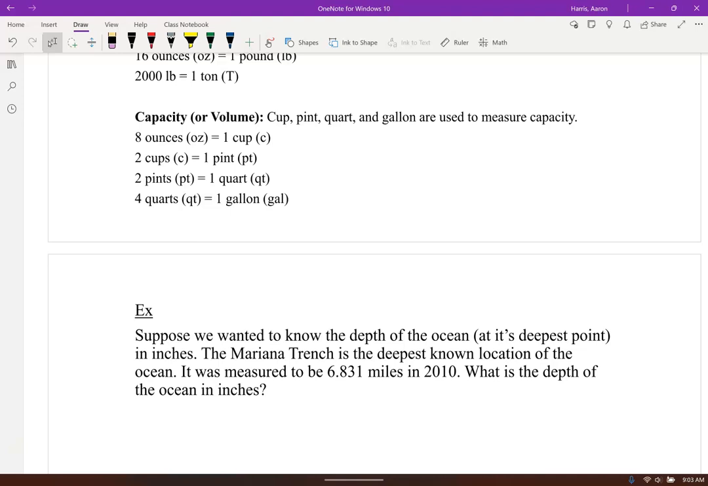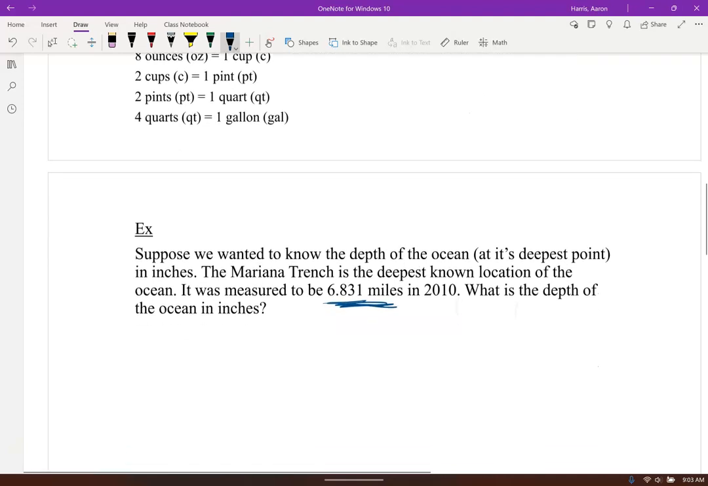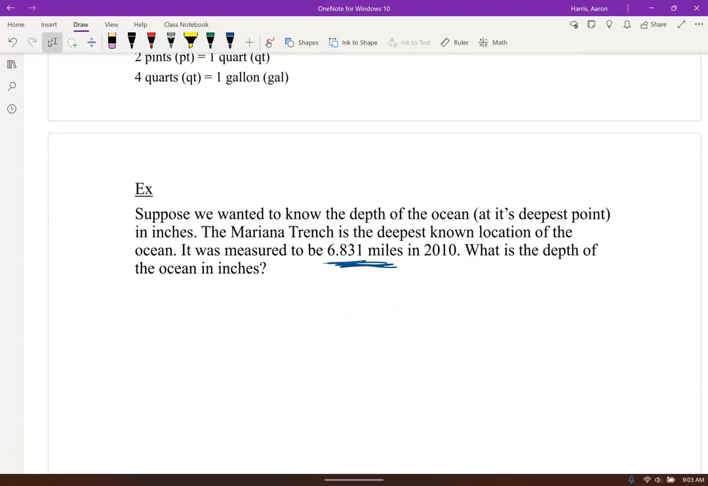So let's do this first example. Suppose we want to know the depth of the ocean at its deepest point in inches. The Mariana Trench is the deepest known location of the ocean, and it was measured to be 6.831 miles. What is that in inches? So 6.831 miles is what we have. What would that be in inches?